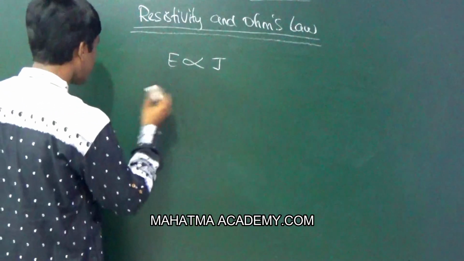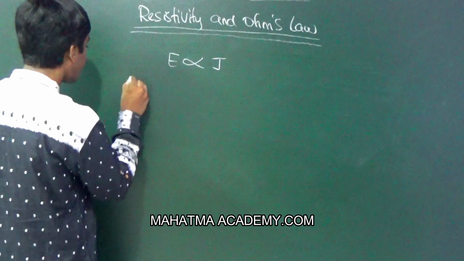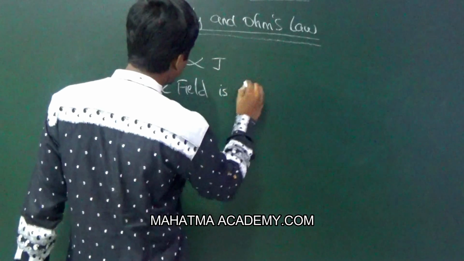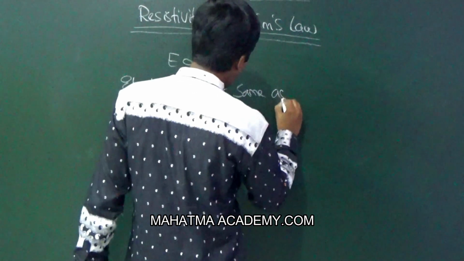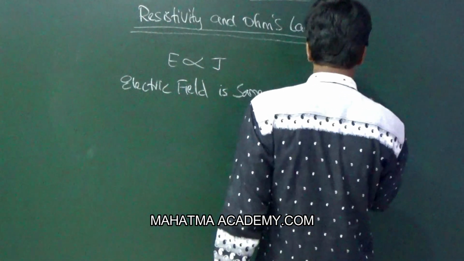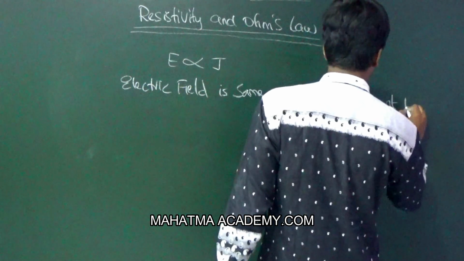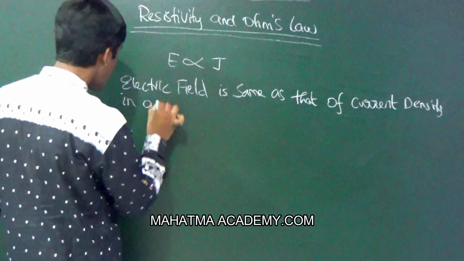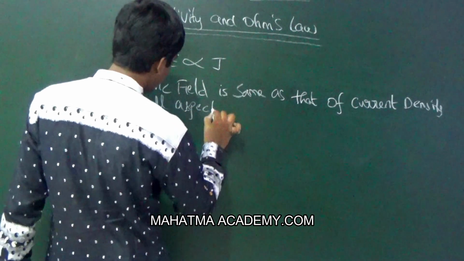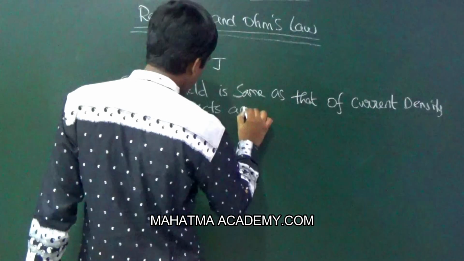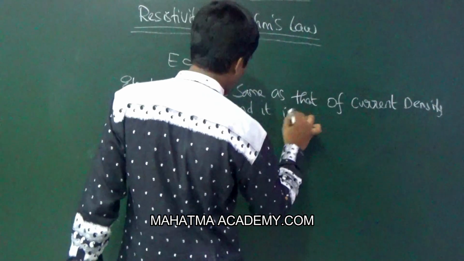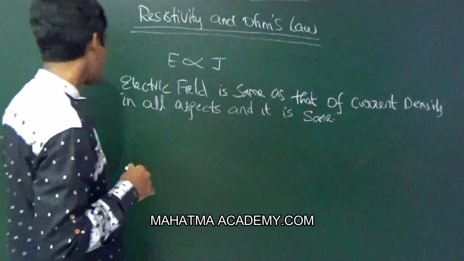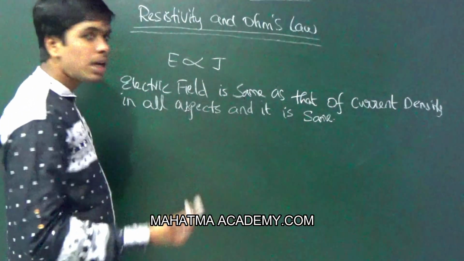Here E is electric field. The statement is that we have a relation that the electric field is the same as the current density, in all aspects. Okay, the same. Okay, this is the simple one.